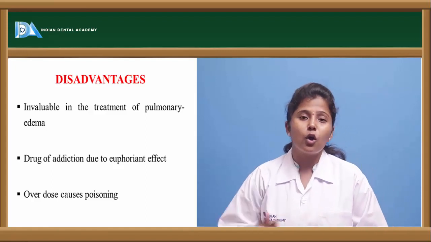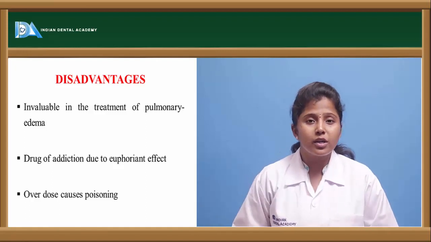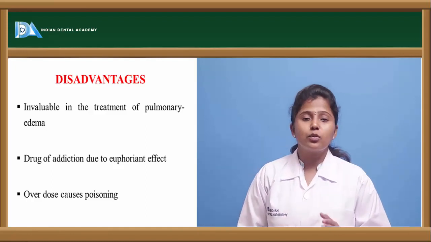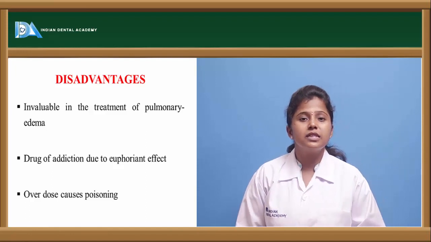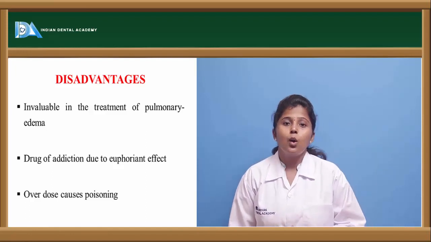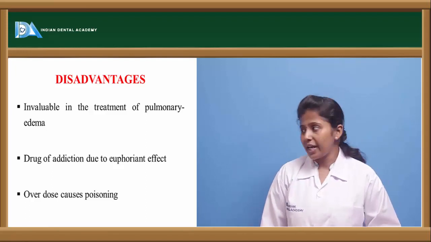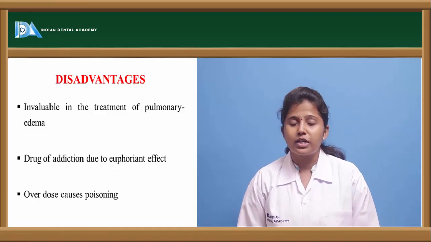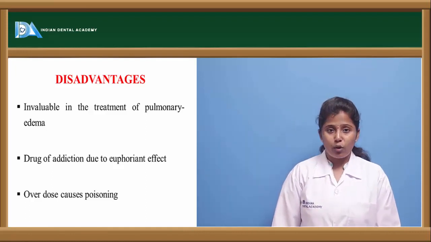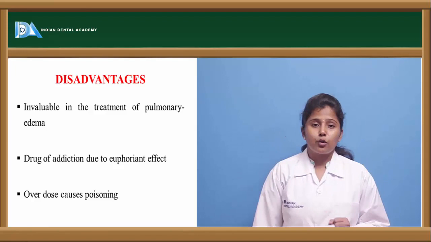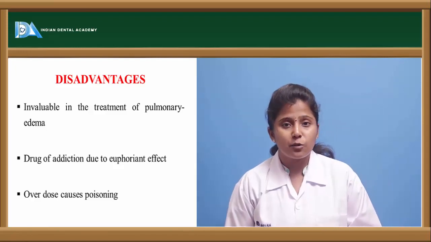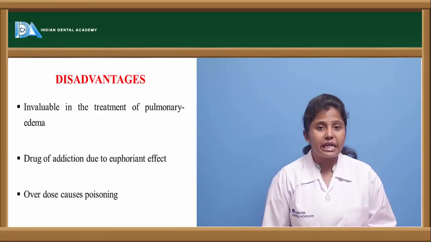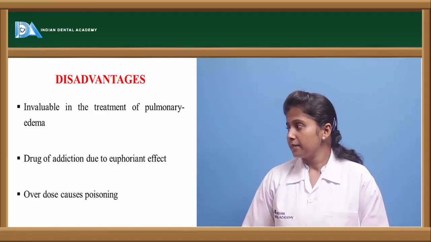On long-term usage, or chronic usage, of morphine, it causes drug addiction, and the person cannot withdraw from the drug. All of a sudden, if there is any withdrawal of morphine, it causes withdrawal syndromes leading to severe side effects, and it is invaluable in the treatment of pulmonary edema. So it is not that useful in treating pulmonary edema conditions, and on overdoses it may cause poisoning. As I told you, it is a narrow therapeutic index drug. Beyond its therapeutic index, if it is given, it leads to morphine poisoning.